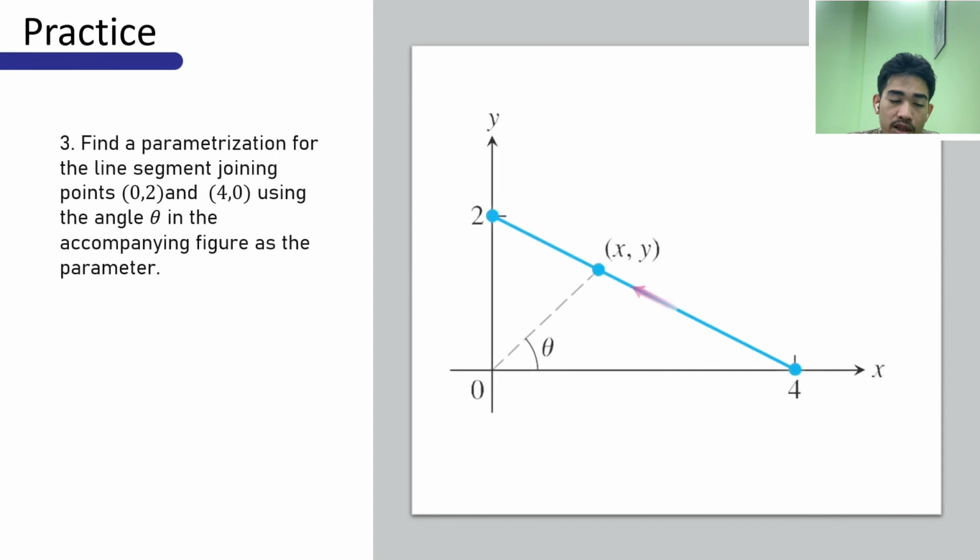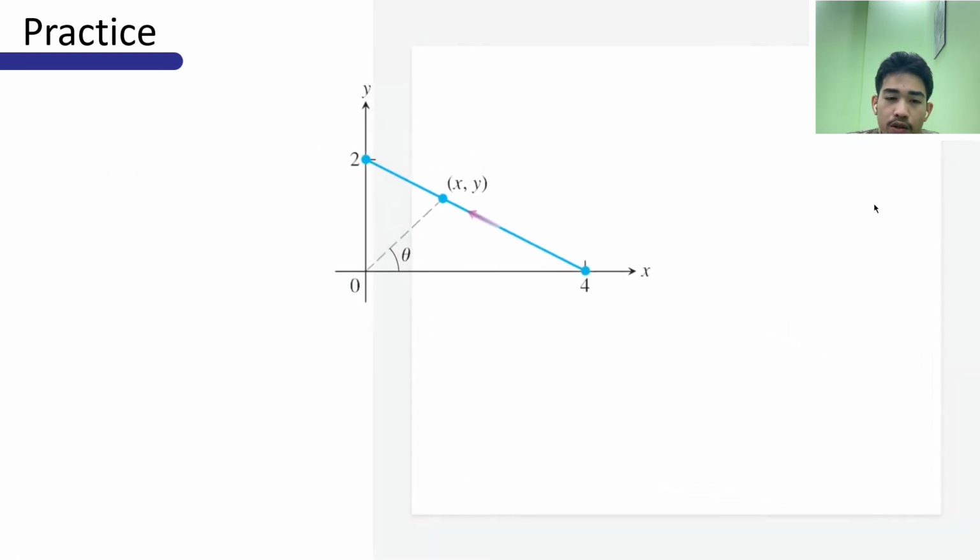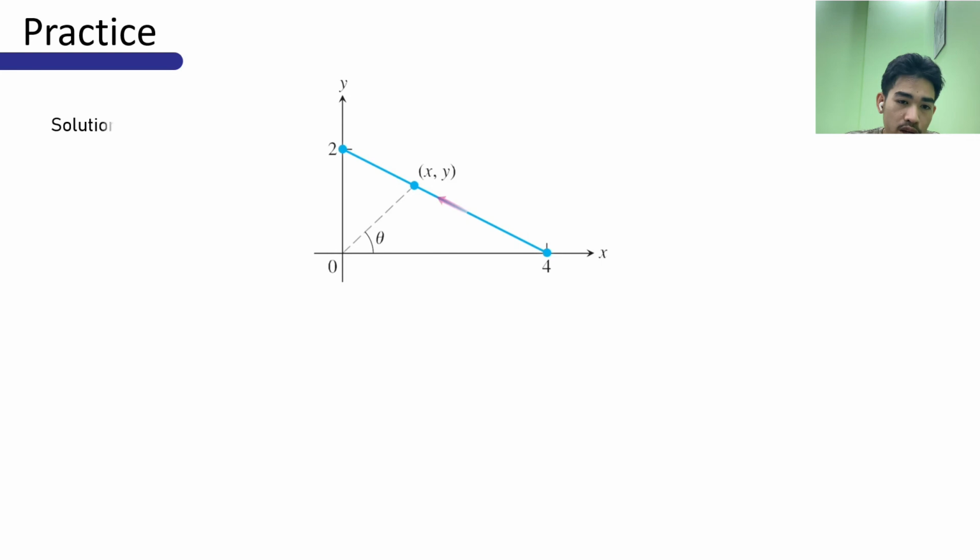So the final example is to find the parametrization of a line segment joining point (0, 2) and (4, 0) using the angle theta in the accompanying figure as a parameter. Again, this is going to be our parameter, the angle theta.